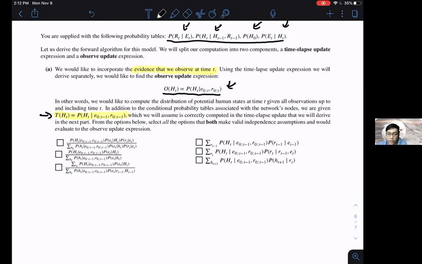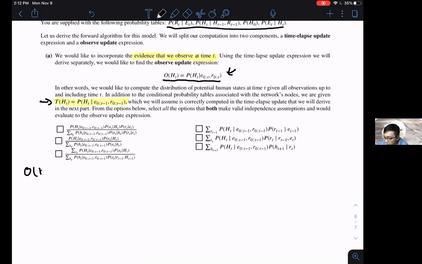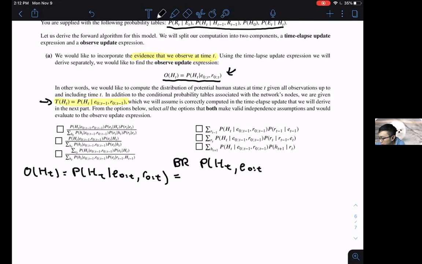And so we can basically rewrite this expression of O of H of t. O of H of t is just going to be equal to the probability of h t given E 0 to t comma R 0 to t. And then using Bayes' rule right here, we can break this down into P of h t comma E 0 to t, R 0 to t, divided by the probability of E 0 to t comma R 0 to t.